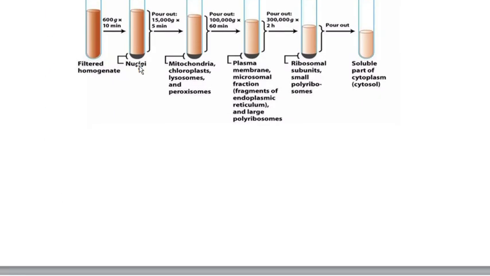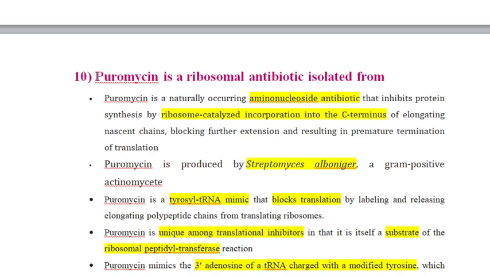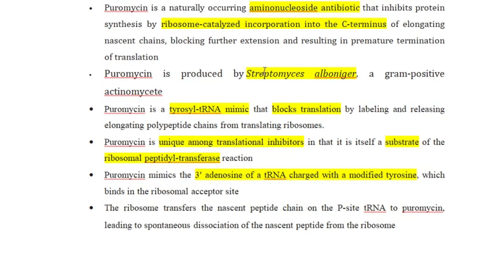Okay. Next question: you can definitely expect a question on puromycin. Puromycin is a naturally occurring aminonucleoside antibiotic that inhibits protein synthesis by ribosome-catalyzed incorporation into the carboxy terminal of the elongating nascent chain, thereby blocking further extension, resulting in premature termination of translation. It is produced by Streptomyces alboniger. Sorry if I pronounce the name incorrectly.